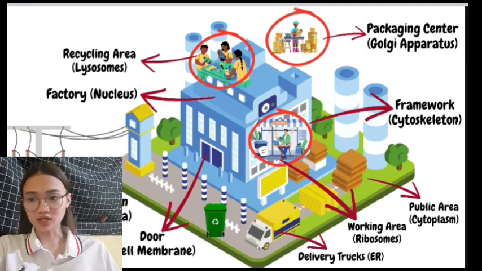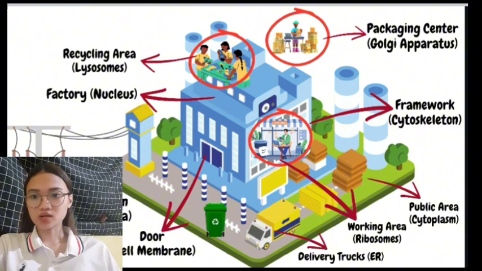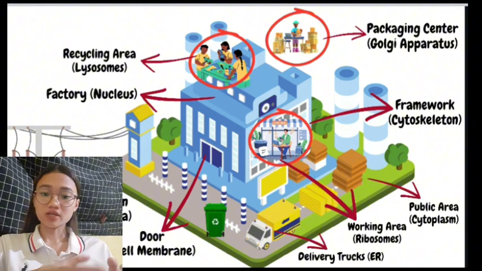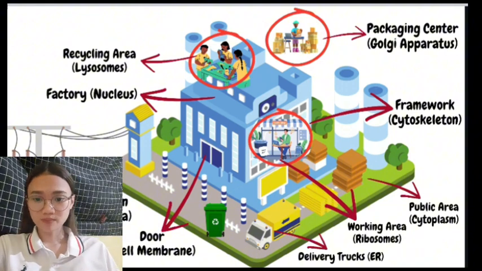Next we have the Golgi apparatus, or yung ating packaging center. Siya yung nagpe-prepare and nag-ship ng items. We have the lysosomes, yung ating recycling area. Siya yung nagbe-breakdown and nagre-reuse ng mga waste product. So, last one, we have the cytoskeleton or the framework. So, siya naman yung nagbibigay ng structure and support sa ating nucleus.